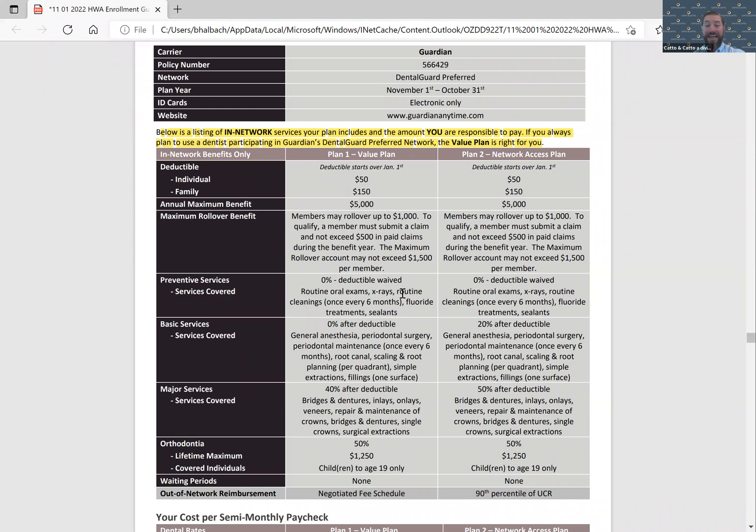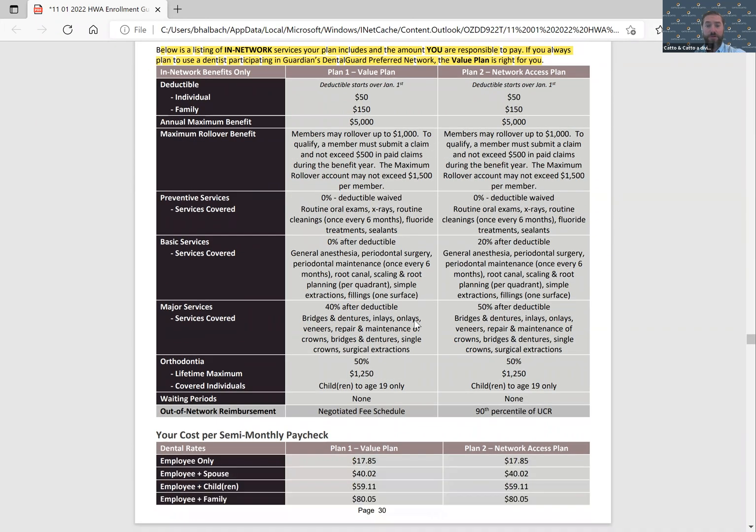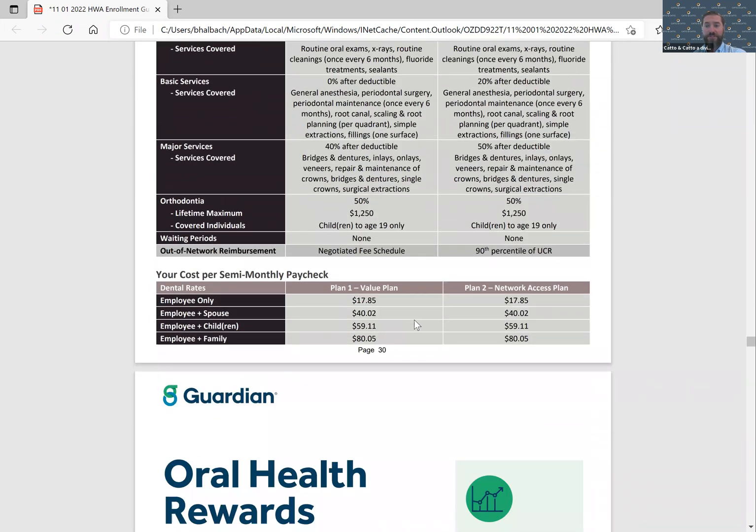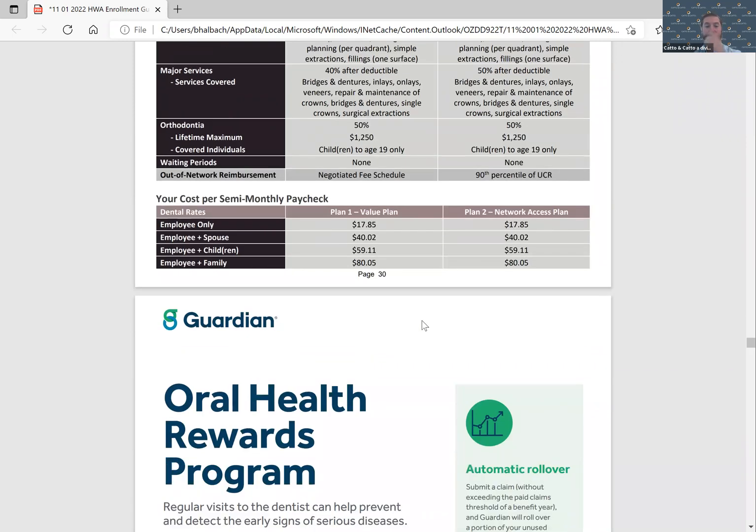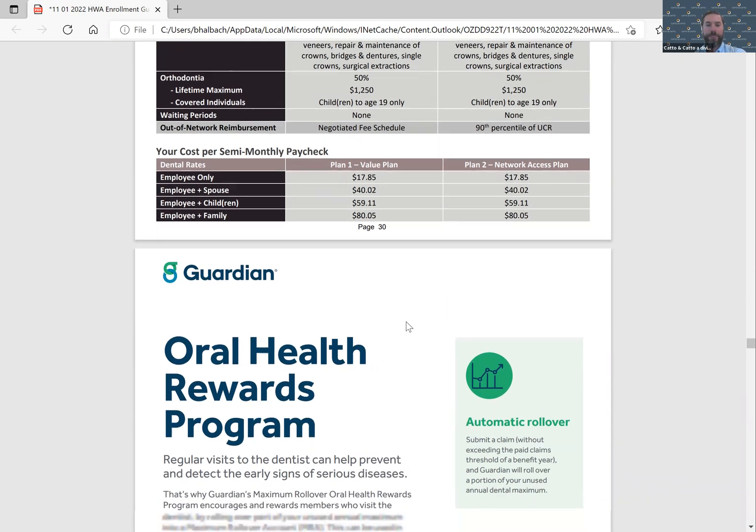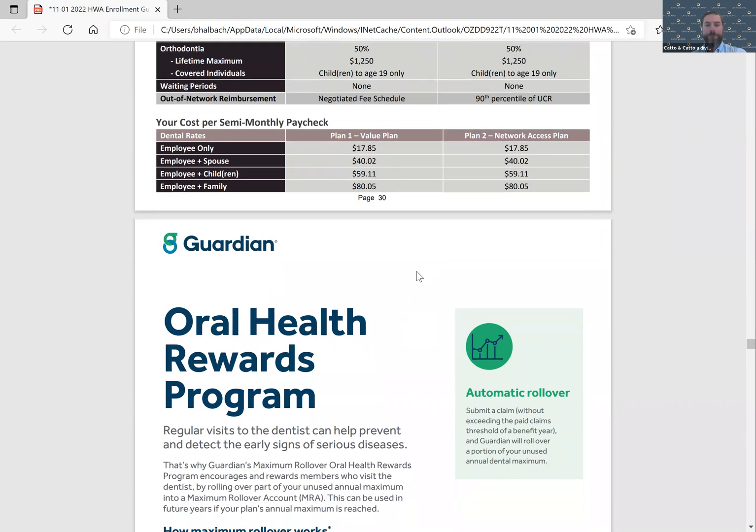And I actually had, years before, my bride of 17 years had to have some major dental work done in 2019. And so we used our HSA funds for that. We used our FSA funds for that, but we didn't get it all covered by our dental policy. The rates are here on the bottom of page 30.